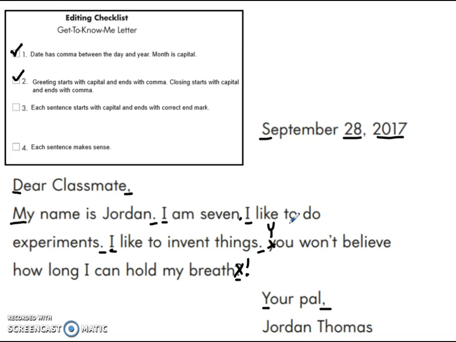So now we've checked over all of our sentences and we've made corrections. So now I'm going to check off number 3. The last one. Each sentence makes sense. Well, now that I've read through it and fixed my punctuation and my capitals, each sentence does make sense. I haven't left out any words and I haven't repeated any. So I'm going to put a check mark for number 4 as well. So that is how you use your checklist to edit a letter.